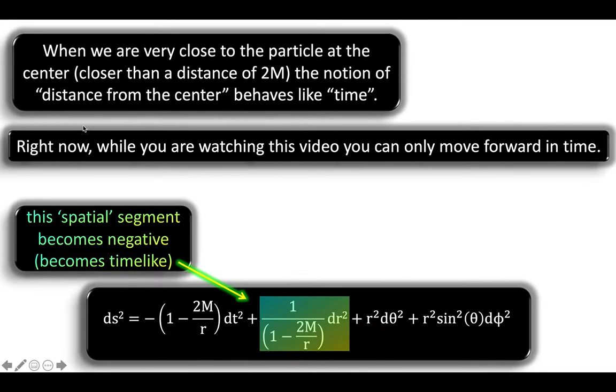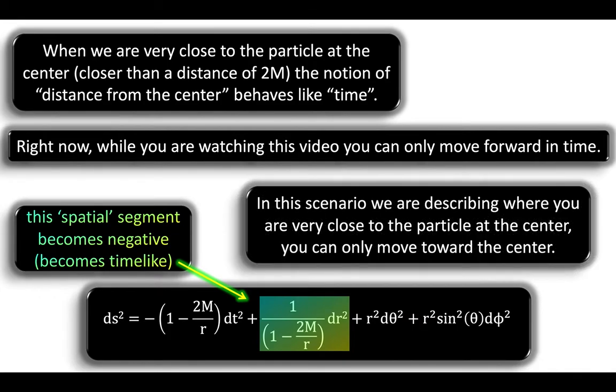So right now, you're watching this video. You can move left, right, or up or down. You can move towards your computer screen or away from it, but you have no choice but to move forward in time. In this scenario that we're describing, when we are very close to this particle at the center, we can only move towards the center. So moving towards the center is mandatory. You're not allowed to get around that.